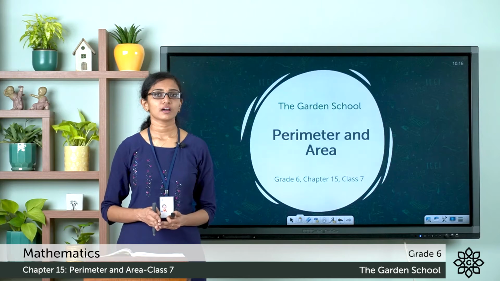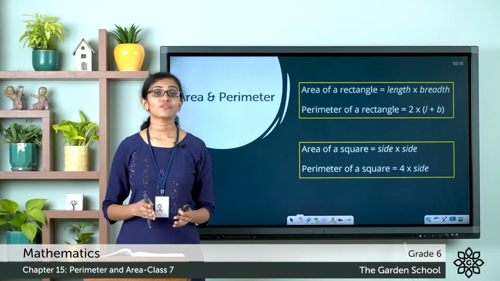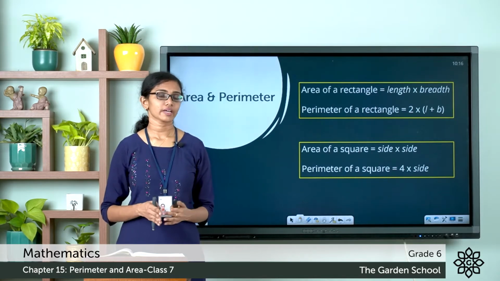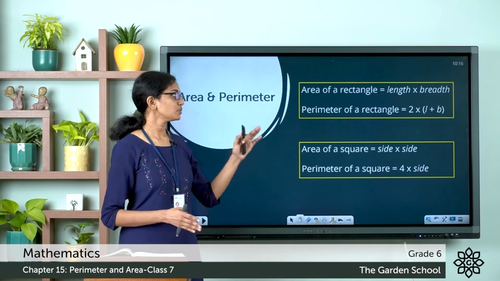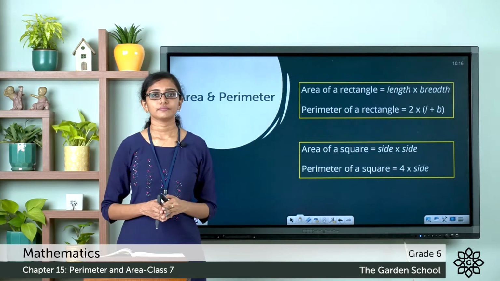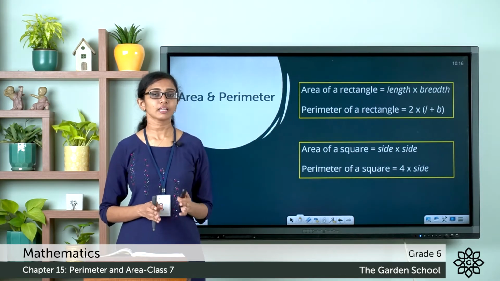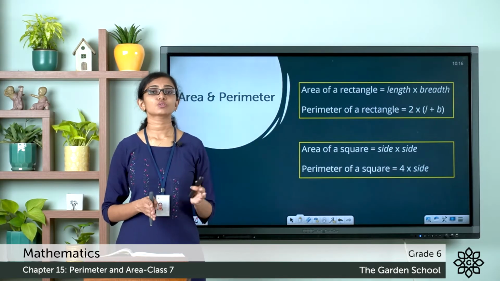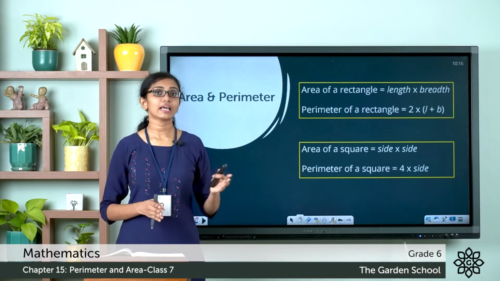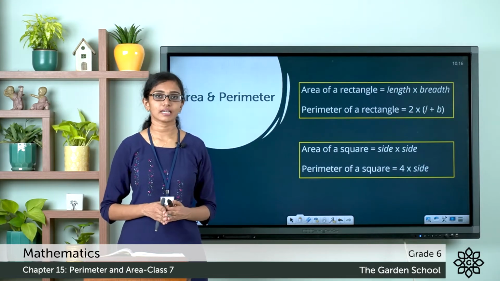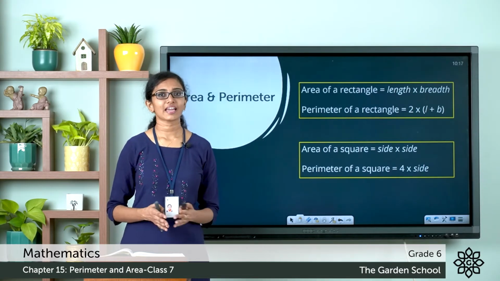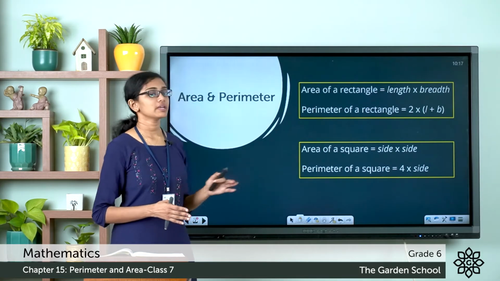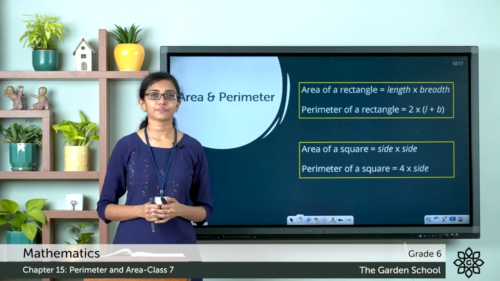Before that, let's see the formula for finding the area and perimeter of a square and a rectangle. For a rectangle, the area will be equal to the length into breadth, the product of its length and breadth. And the perimeter will be 2 times the sum of its length and breadth, that is 2 into (L plus B), where L is the length and B is the breadth of the rectangle. In the case of a square, the area will be equal to side into side and the perimeter will be equal to 4 times the length of a side.